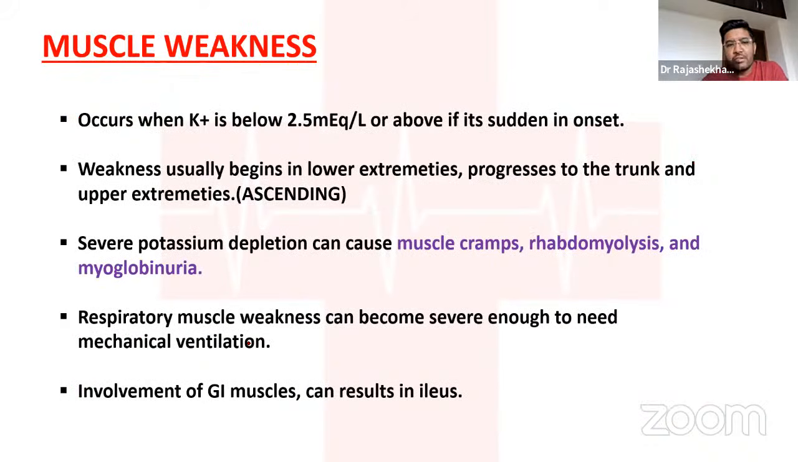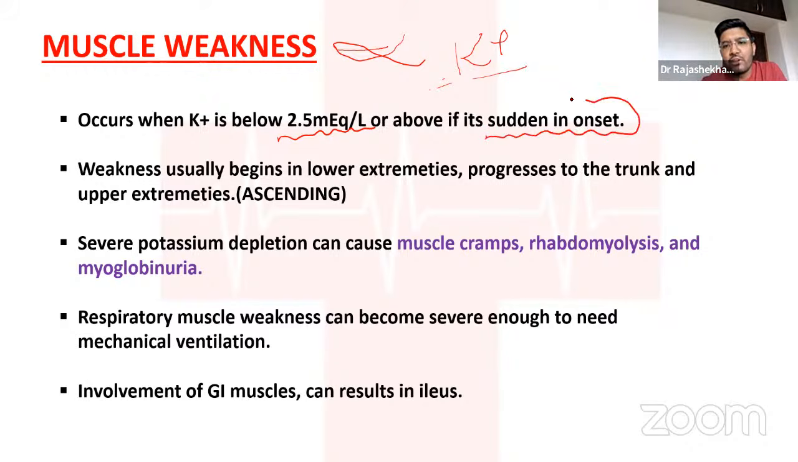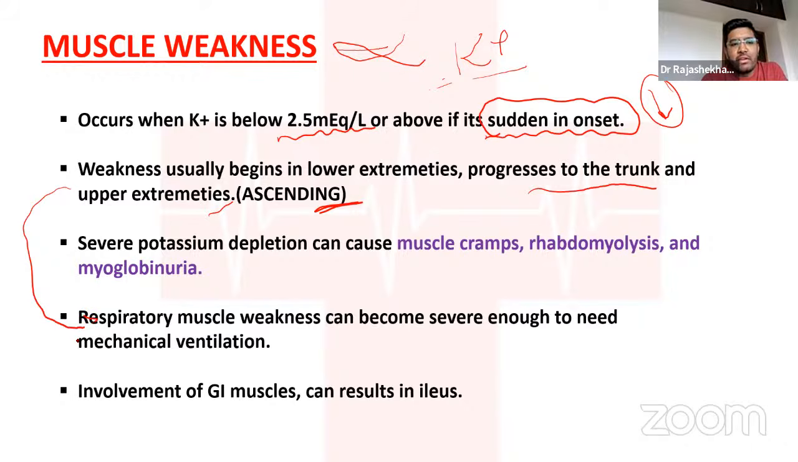And the muscle weakness, as I told you, directly depends on the potassium concentration. The more the drop in the potassium, the more muscle weakness is going to occur. This can occur when the hypokalemia is usually below 2.5, that is a very severe hypokalemia. It can also occur when it is sudden in onset. Even if the drop is not low, if the drop is sudden, it can occur in practice. This is a lower motor neuron type of weakness, usually ascending type, beginning in the lower extremities, then progressing to the trunk and upper extremities.